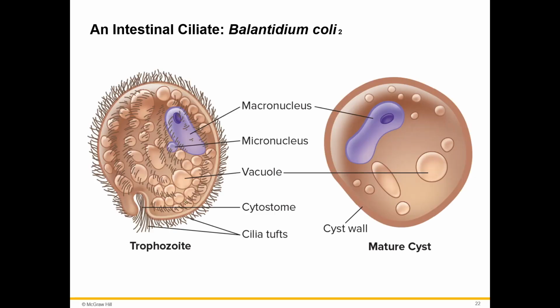So this is what it looks like in your textbook. We've got our trophozoite, the motile form. You've got all these little cilia, the cilia tufts, and you've got this macronucleus here. But they also have a micronucleus, so when you're looking under the scope, you're going to see these 2 little bodies. And right here, this opening, we call this a cytosome, with the tufts. But with a cyst, you're going to be seeing a little bit less of that. You're only going to have that macronucleus and some vacuoles and a thick cyst wall.